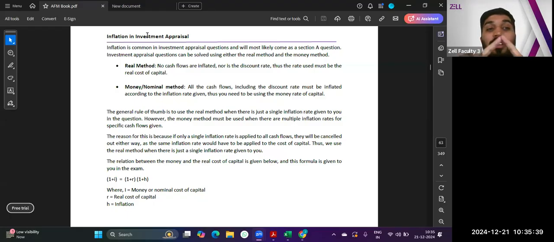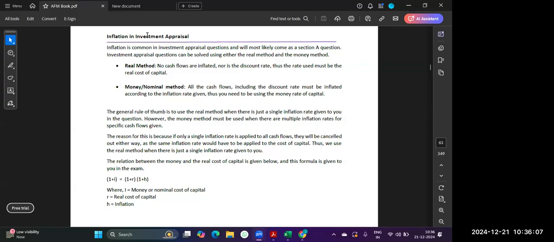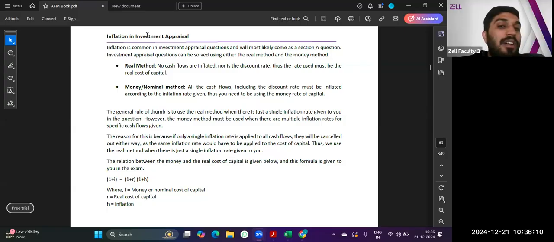Overall inflation is what we call the real method. That means I will not go and inflate individual cash flows, that is, my sales price, variable cost, fixed cost, and all of these things. I'll not inflate them individually. Rather, I will take a specific percentage, do my normal calculation, and lastly apply that percentage to my cash flow. Clear, everyone?